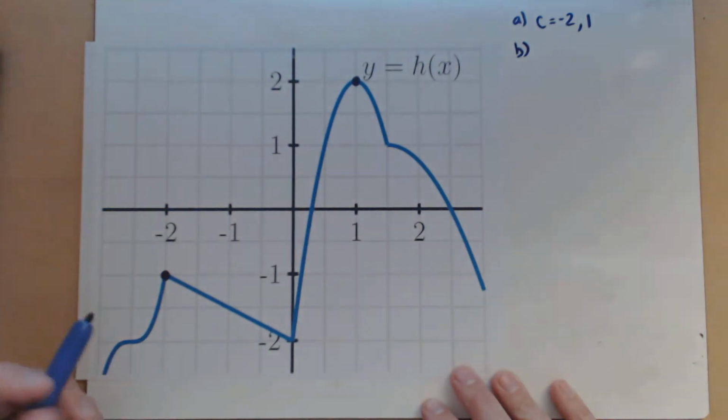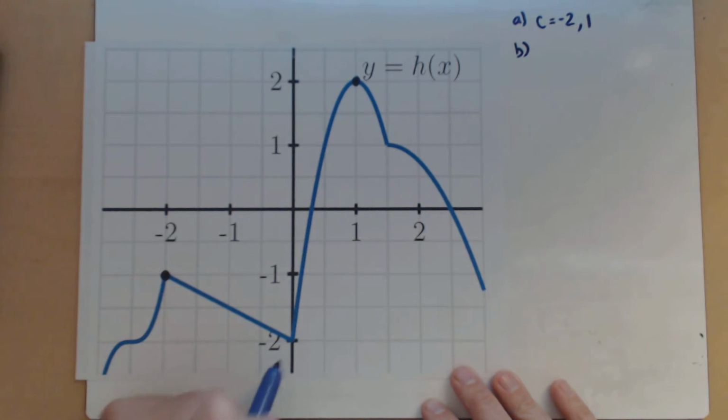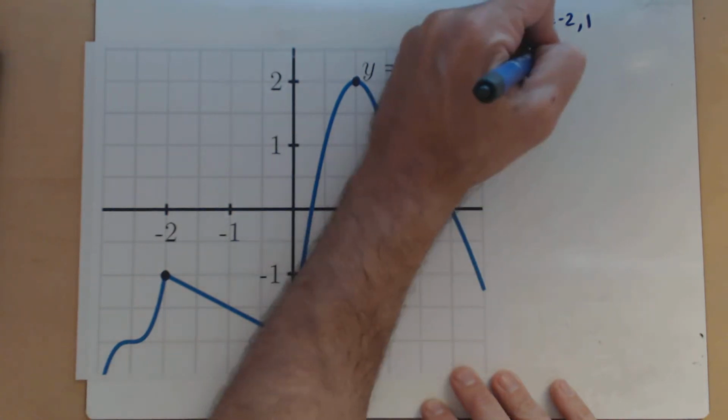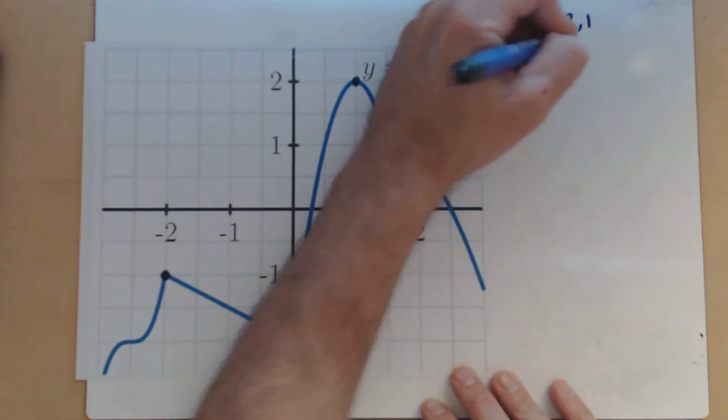Now we're going to do a local min. Very similar, except now we're looking for a valley. Now looking at this graph, it looks like there's only one, and that's right here at c equals 0.